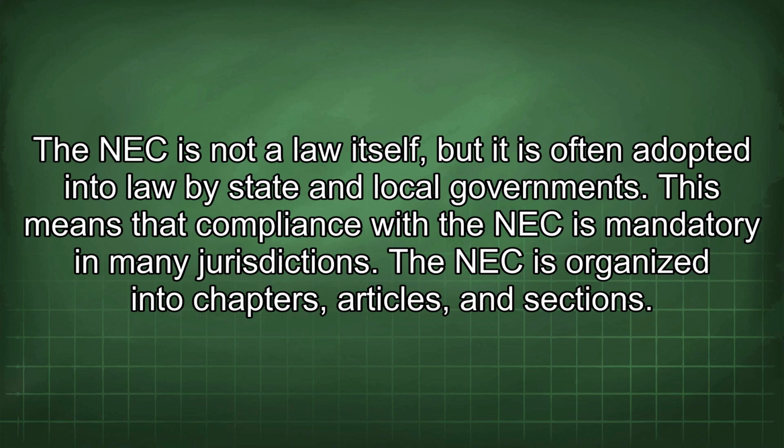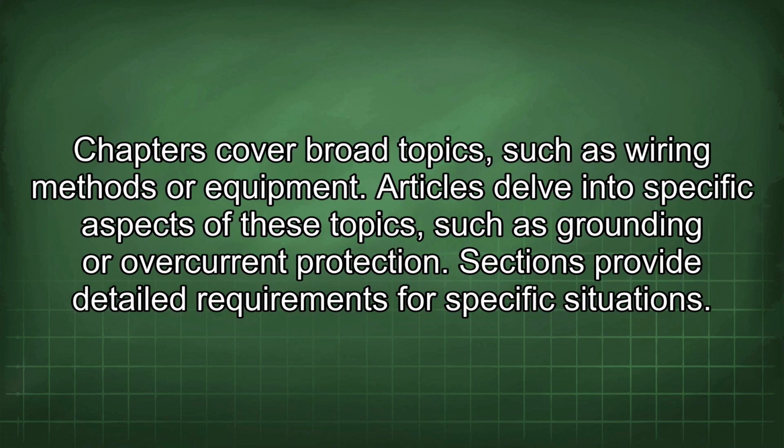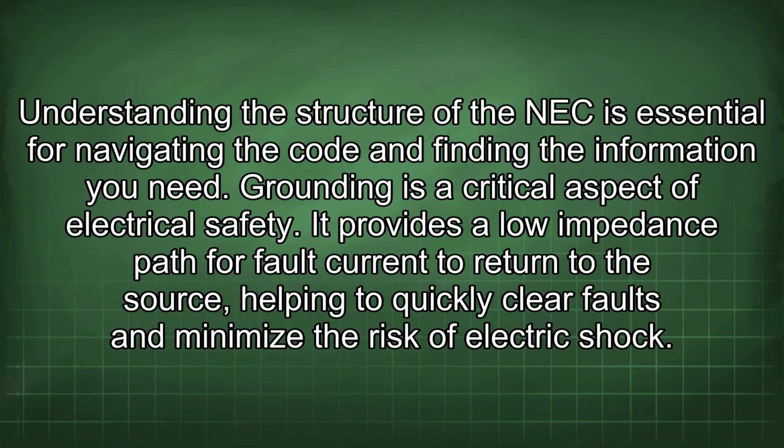The NEC is organized into chapters, articles, and sections. Chapters cover broad topics, such as wiring methods or equipment. Articles delve into specific aspects of these topics, such as grounding or overcurrent protection. Sections provide detailed requirements for specific situations. Understanding the structure of the NEC is essential for navigating the code and finding the information you need.